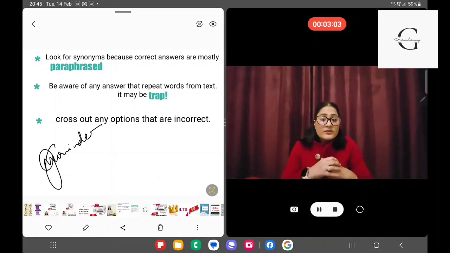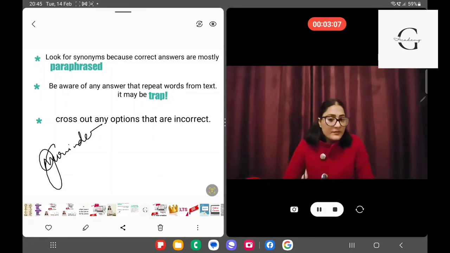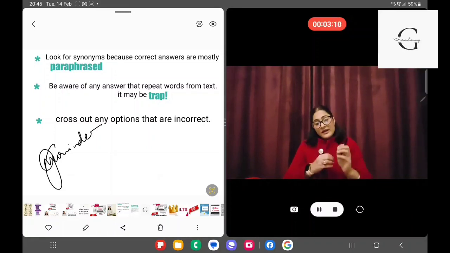So the third tip is cross out any options that are incorrect. Sometimes we don't know the synonyms, so just take advantage of what you know and cross out the options.